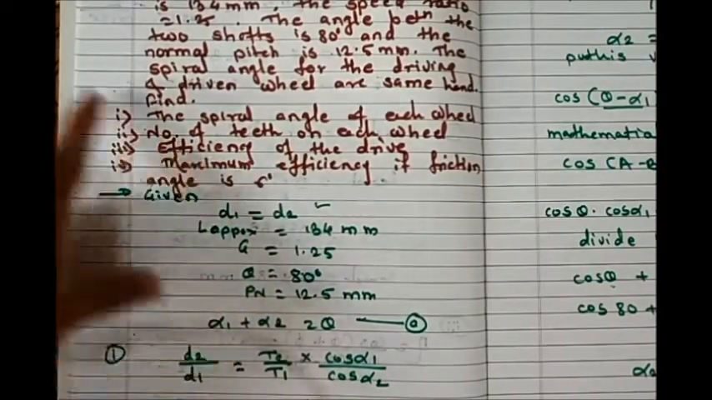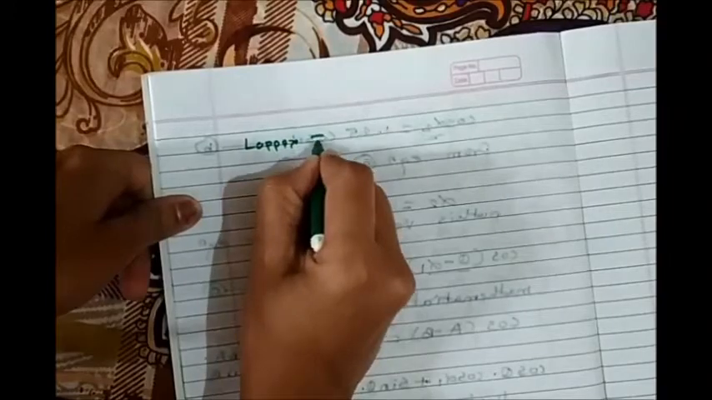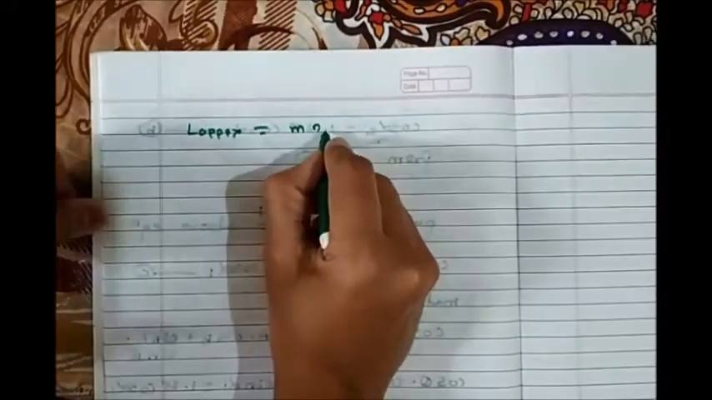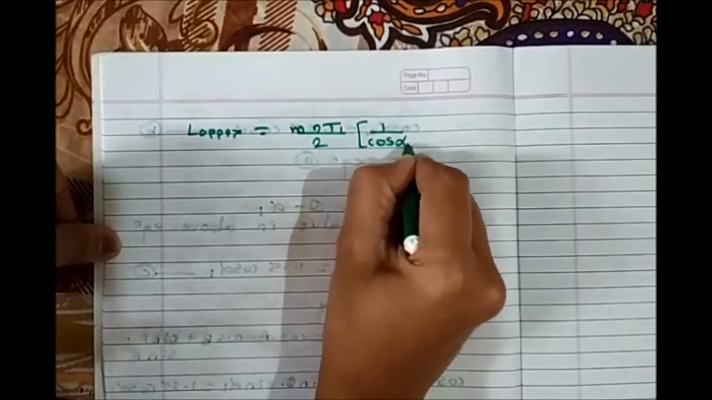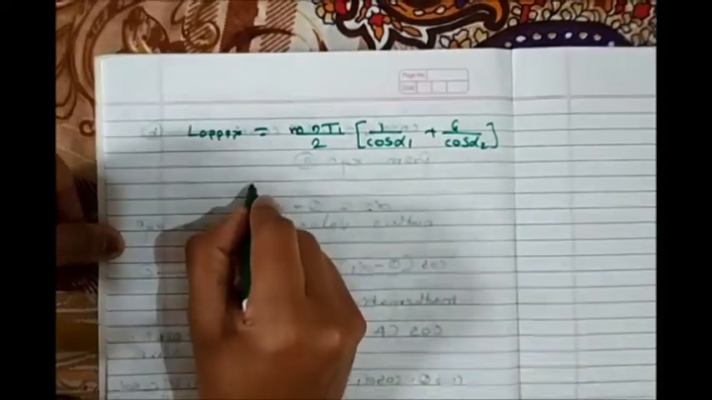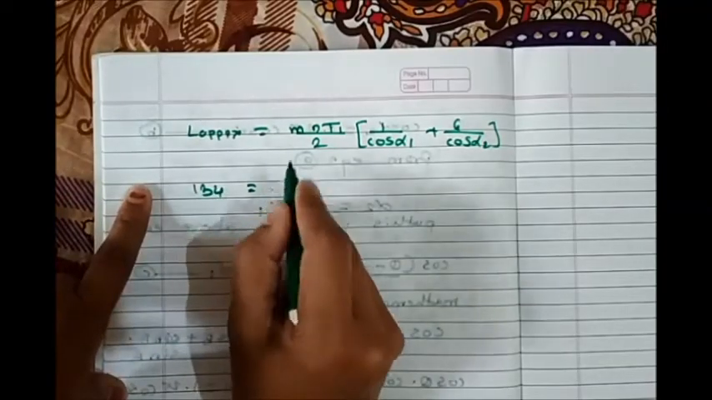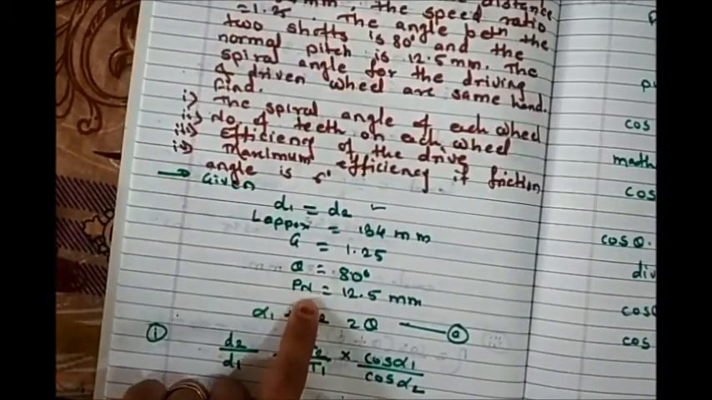Now secondly they ask for the number of teeth. And for number of teeth, the given is L approx. So L approx is equal to, we know the formula, mn t1 divided by 2 into bracket 1 upon cos of alpha 1 plus g upon cos of alpha 2. Okay. So L approximate is 134. mn we need to calculate using pn divided by pi, we get mn.